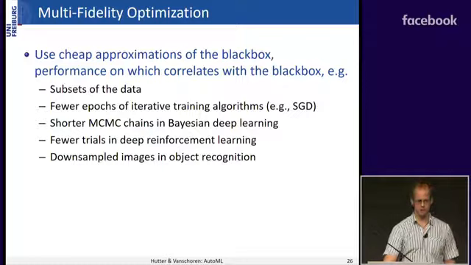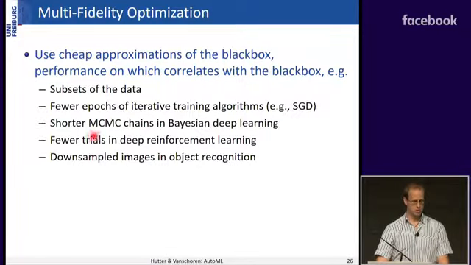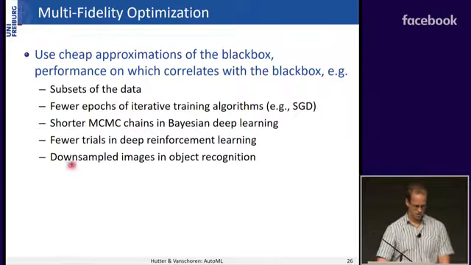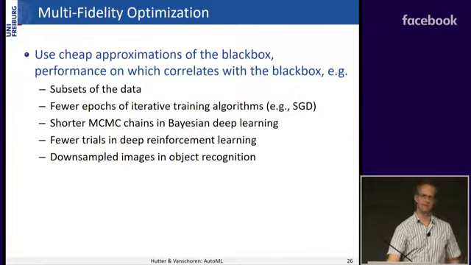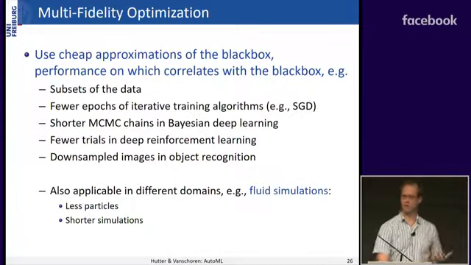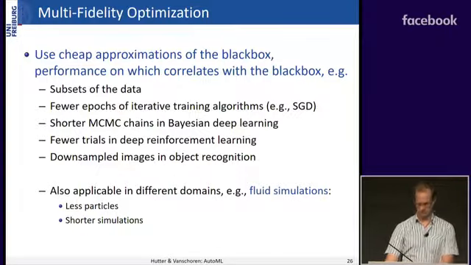Well, in a variety of different ways. For example, you could look at subsets of your data. You could look at fewer epochs of SGD. In Bayesian deep learning, you could do shorter MCMC chains. You could do fewer trials in deep reinforcement learning. And we've actually done all these four. You could also do downsampled images in object recognition. We haven't done that, but I'm pretty sure that that also would work. And this approach also is actually applicable in a lot of different domains, such as fluid simulations, for example. You could use fewer particles in a fluid simulation or do shorter simulations. So it's really a generic optimization trick that applies beyond hyperparameter optimization.